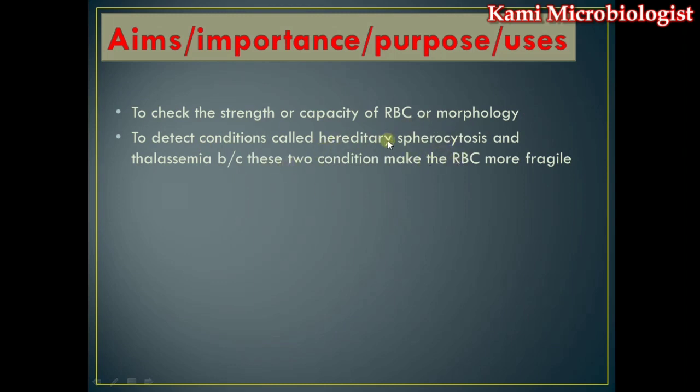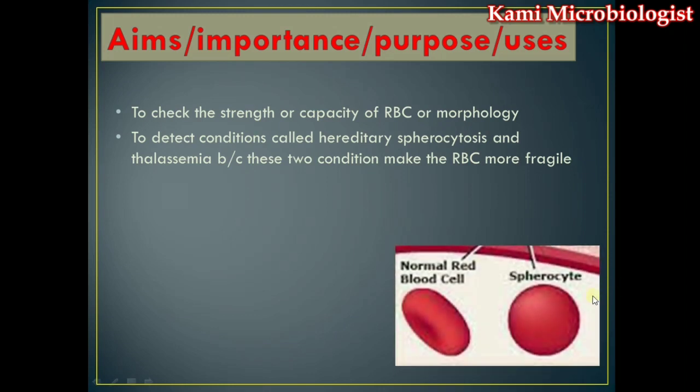Hereditary spherocytosis means we have RBC which are spherical in shape. All of you know the RBC are actually biconcave in shape. And in case of thalassemia, the body does not have the ability to produce enough protein, or we can say hemoglobin is not produced, and these two conditions mostly make the RBC fragile, means the RBC become weak. Due to this the RBC can easily be broken down.